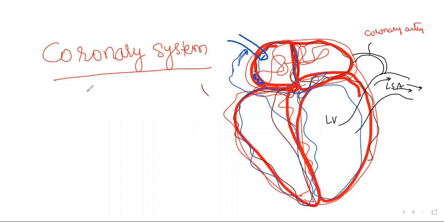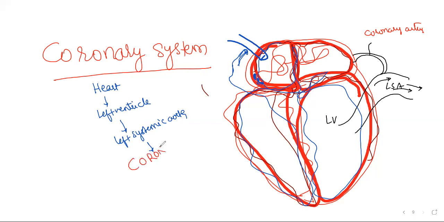So we are talking about a special coronary system, which I'll make here with my limitations. I'm going to make a particular sequence here: heart, then left ventricle, left systemic aorta. And then we need to talk about this coronary circulation. A coronary artery will be raised here, which supplies blood to the muscles of the heart, which is very essential here, isn't it?